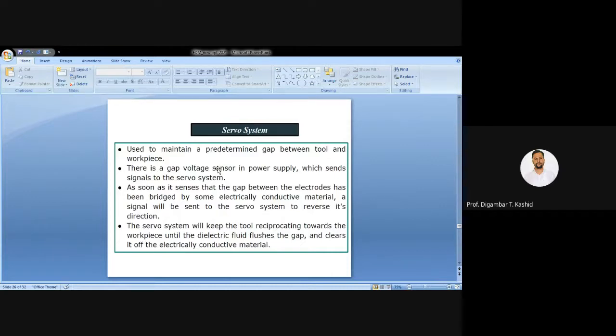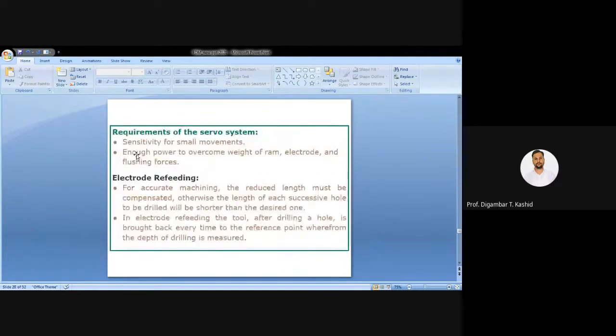The servo system keeps the tool reciprocating towards the workpiece surface, so that the debris particles can be flushed out with the dielectric fluid, and it clears out the electrically conductive material also. The requirements of the servo system are sensitivity to small movements, and enough power to work against the weight of the ram or the electrode, and the flushing force. That is the requirement of the servo system.